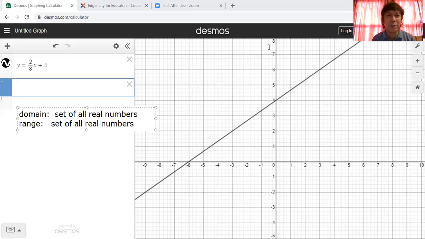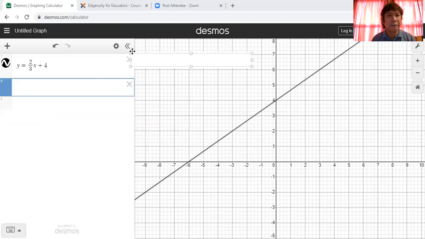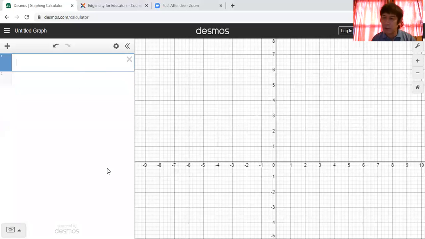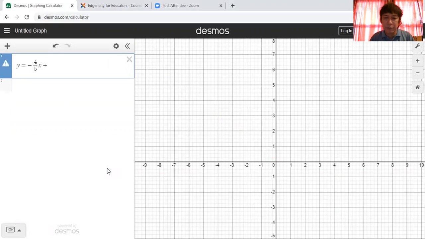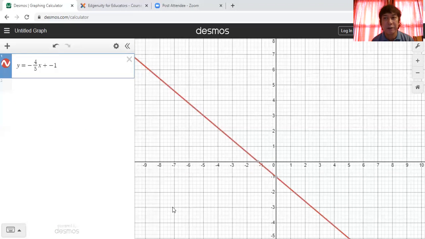Okay, so let's have another example. How about a linear function with a negative slope? Say y = -4/5 x + (-1), so it passes through -1. This is also in slope intercept form of a line. And notice the graph, it slopes downward to the right. So the function is decreasing for increasing values of x.